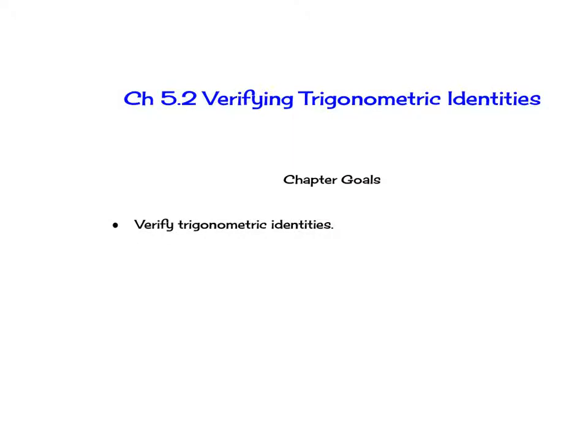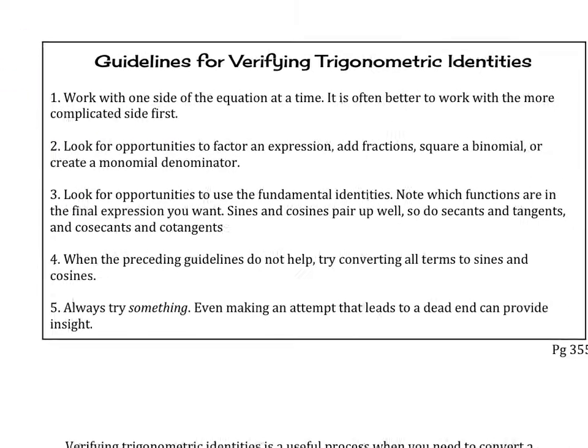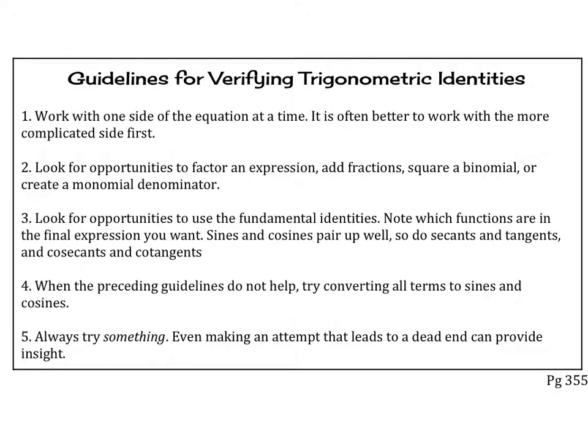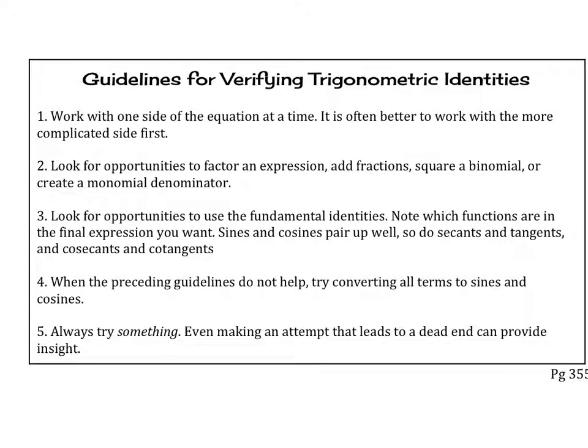5.2, verifying trig identities. There are some guidelines for verifying trig identities. Number 1, you want to work with one side of the equation at a time, and it is often better to work with the more complicated side first. Sometimes when you start that side, you get stuck, and so then just start with the other side. Number 2, look for opportunities to factor an expression, add fractions, square a binomial, or create a monomial denominator. You want to look for opportunities to use the fundamental identities.